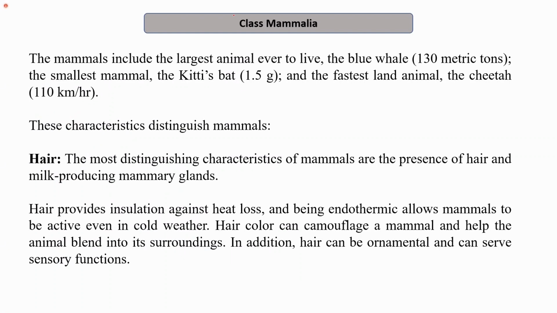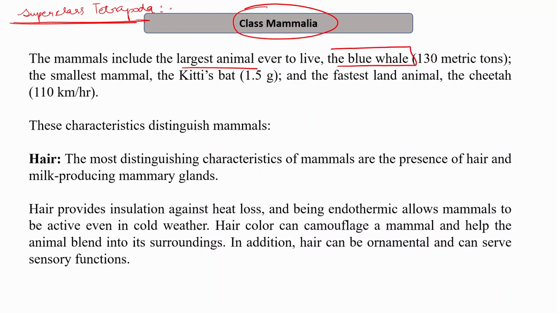Then the last class of the phylum Chordata is the class Mammalia, superclass Tetrapoda, right? Class Mammalia. The mammals include the largest animal ever to live, for example, the blue whale, which is 130 metric tons. The smallest mammal, which is the kitti's hog-nosed bat, 1.5 gram. And it has the fastest land animal, the cheetah, that runs around 110 km per hour. So the mammals include the largest animal to the smallest animal, and the fastest land animal, etc.